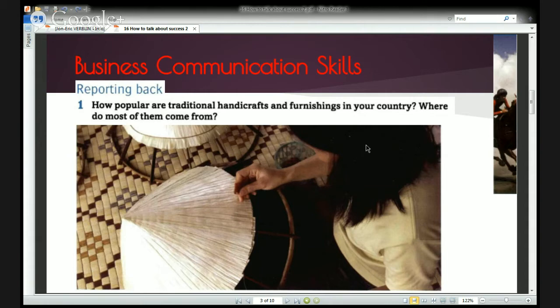Any ideas? Craft. Maybe is made handily. Say again, I'm sorry? Say again? Repeat?